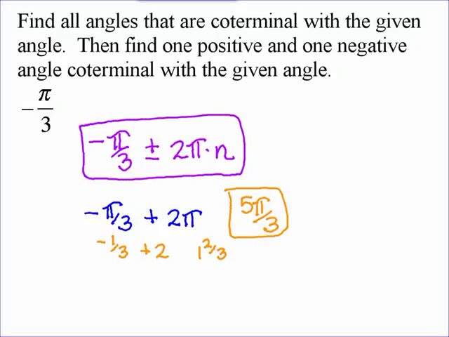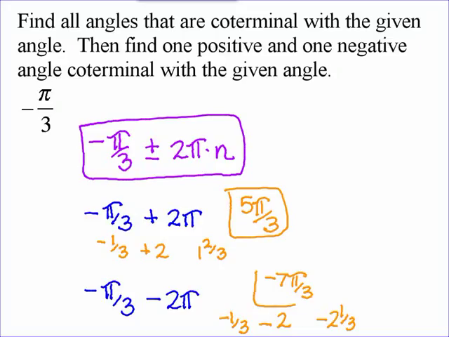Okay. Now I'm going to do the same thing. I'm going to go ahead and take negative pi over 3 minus 2 pi, and that will go ahead and give me my negative angle. So what that means is I'm going to take negative 1/3, and I'm going to subtract 2. If I subtract those, I get negative 2 1/3, and that gives me negative 7 pi over 3 as my answer. Okay, and so there's one positive and one negative angle.